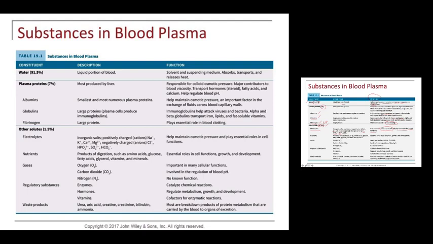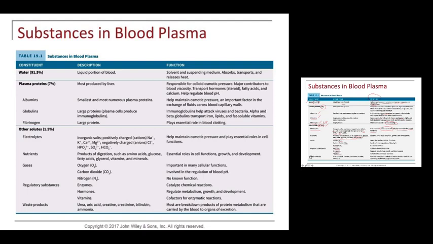We have nutrients, we have amino acids, glucose, fatty acids, glycerol, vitamins and minerals that are found. We have nitrogen, carbon dioxide, and oxygen. We have regulatory substances like enzymes and hormones and vitamins.